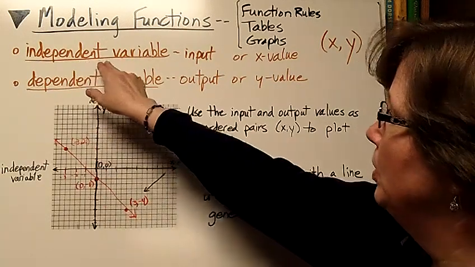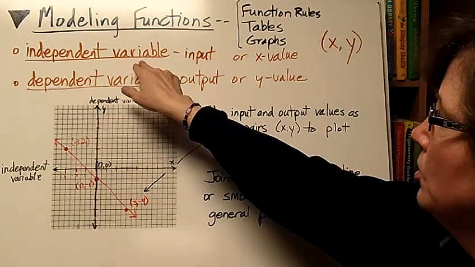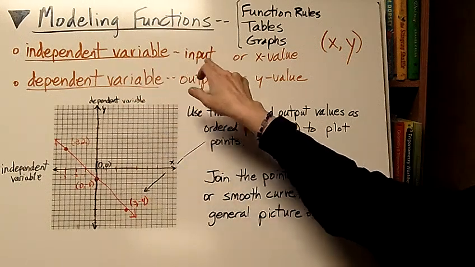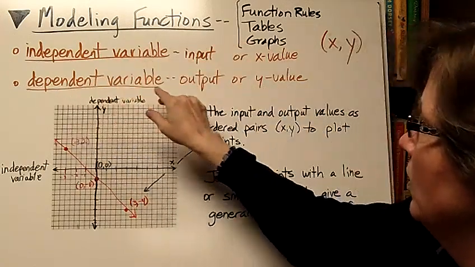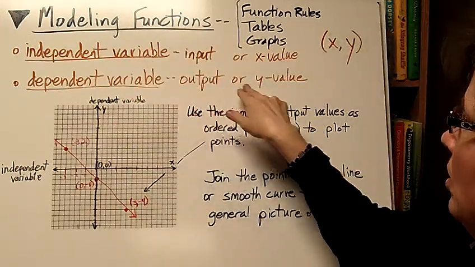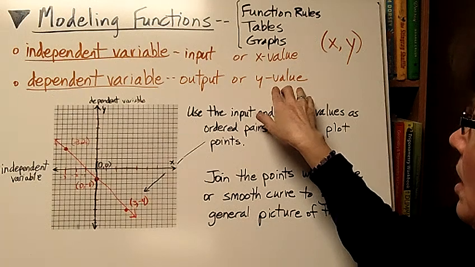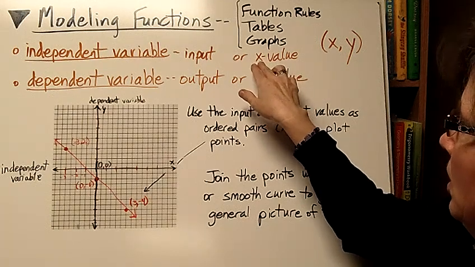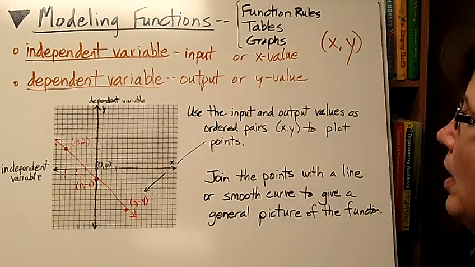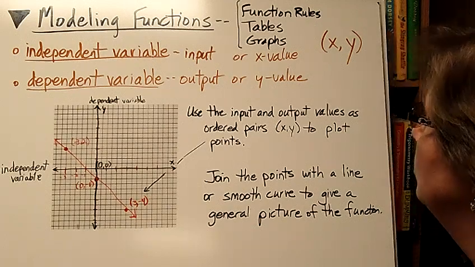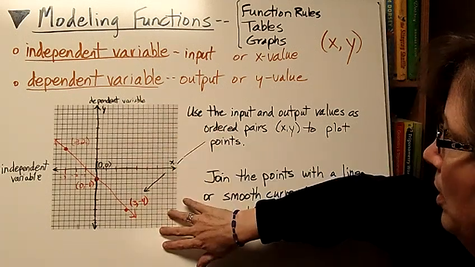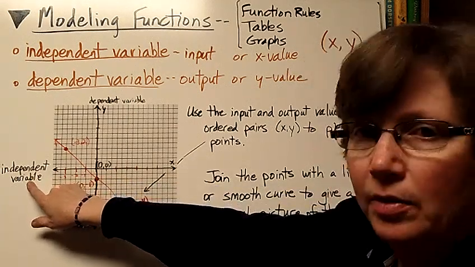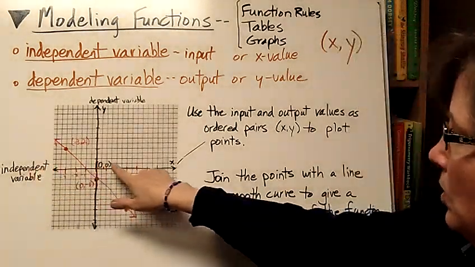The independent variable is also known as your input or your x value. Then there's the dependent variable, which is your output or your y value. So y will be determined by the value of x when you do your table of values.